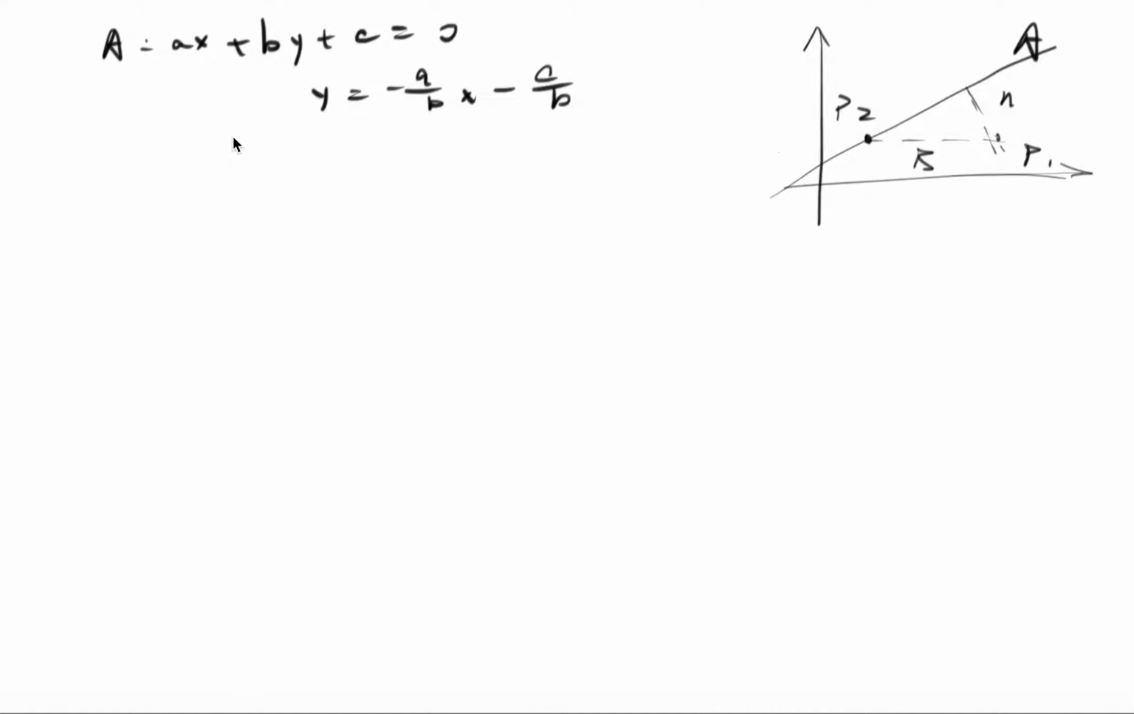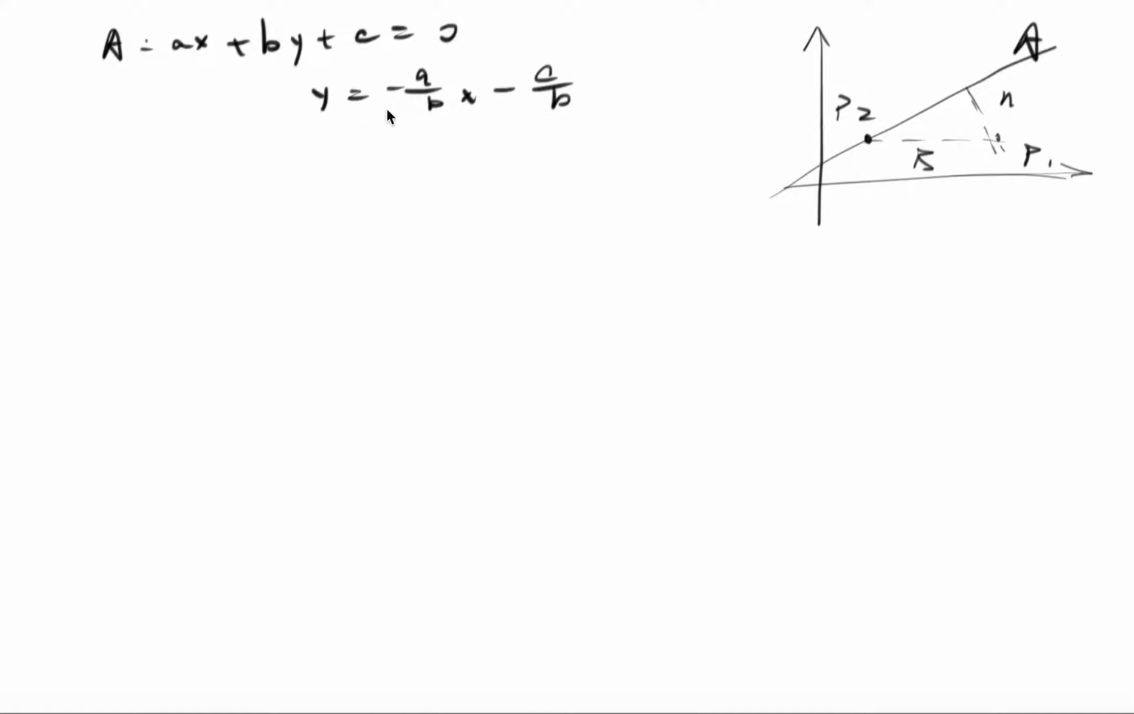Hi everyone. Today we're talking about this amazingly interesting problem, which is finding the shortest distance between a point and a line on a 2D plane. So here is the normal form of a line. And if we derive it a little bit, we can get this function.